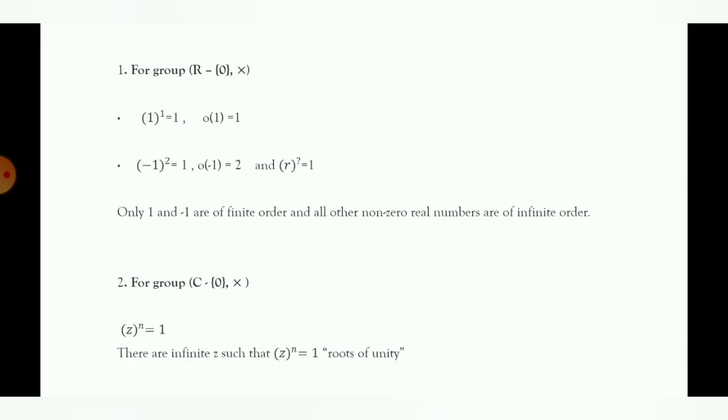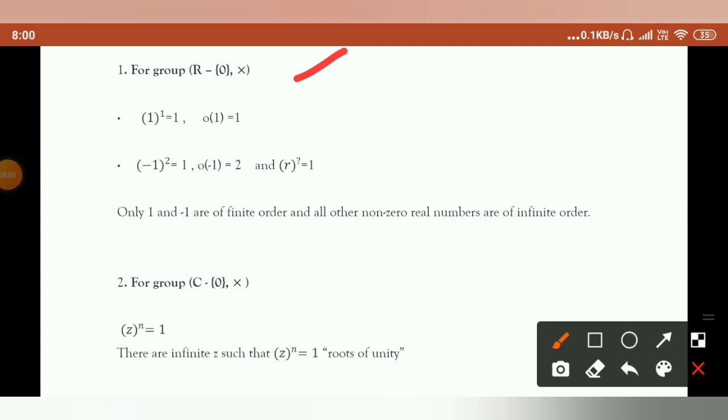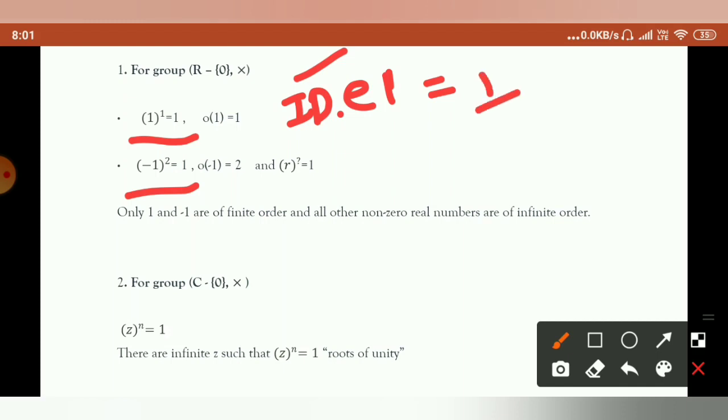Now for this group of real numbers except 0, you can say that this is a group of non-zero real numbers under multiplication. So in this group you can see only 1 and minus 1 have finite order, because 1 raised to power 1 is 1, and 1 is the identity. Here the identity element is 1. So 1 raised to power 1 is 1, that means order of 1 is 1. Minus 1 raised to power 2 is 1, so order of minus 1 is 2.